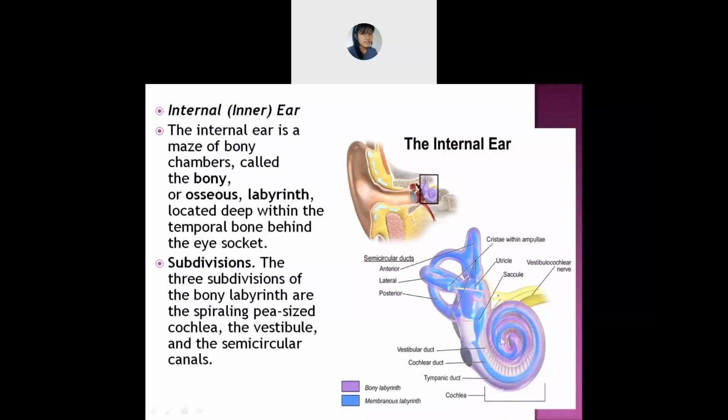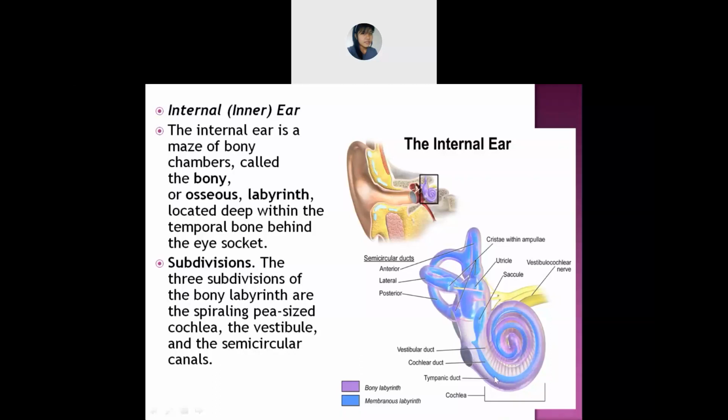And they are spiral. Do you know the meaning of spiral? Spiral means like this, all right. From the picture itself you can also see they are spiral and they are pea size. Means their shape is like a pea.